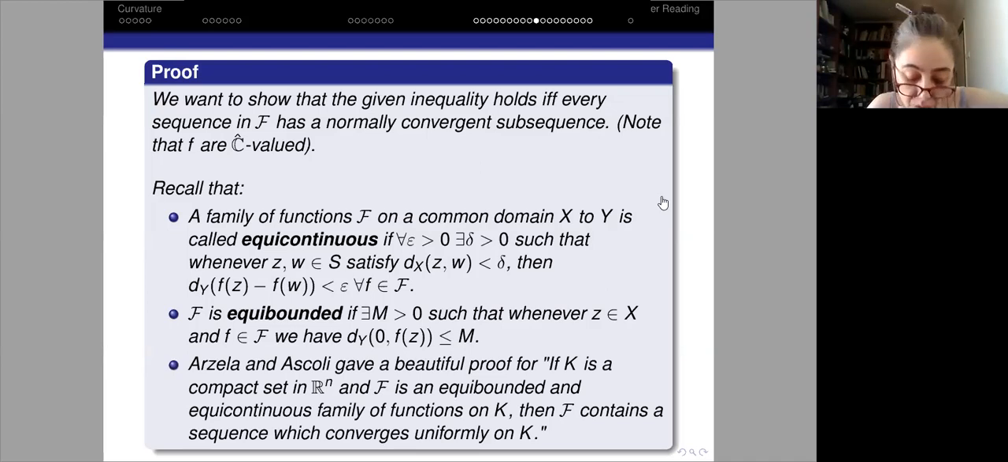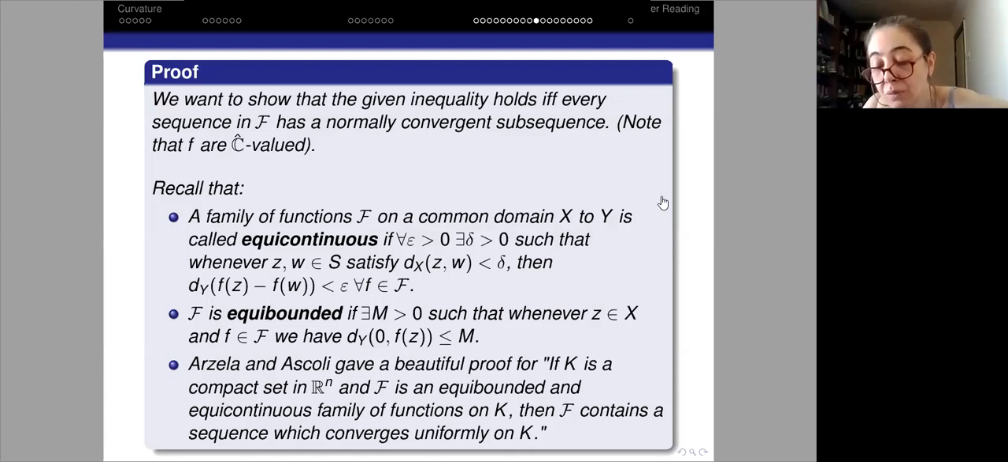So I also want to remind the Arzelà-Ascoli theorem. If you remember from analysis, the Arzelà-Ascoli theorem said if K is a compact set in R^m, and if F is an equibounded and equicontinuous family of functions on this compact set, then F contains a sequence which converges uniformly on K.